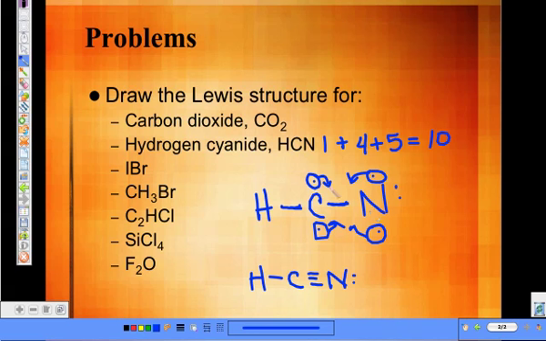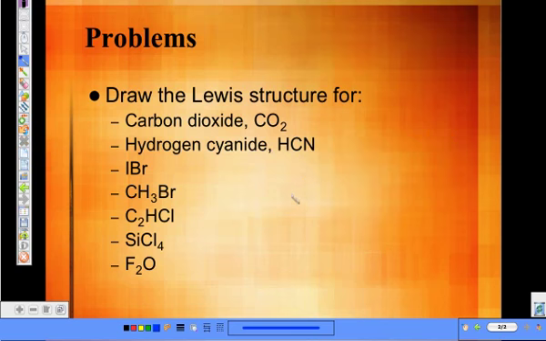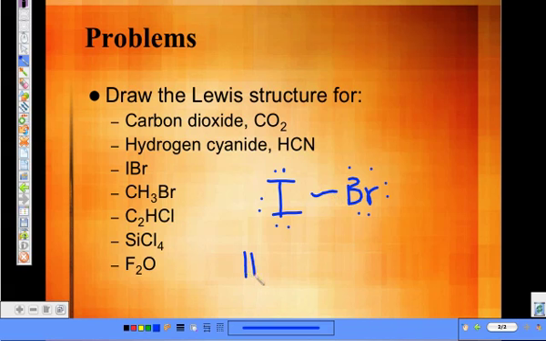How about I draw up IBr? It's going to be a simple one. Okay. So there's IBr. And then one person from your group can write up your molecule. So for this one, it will look like this.